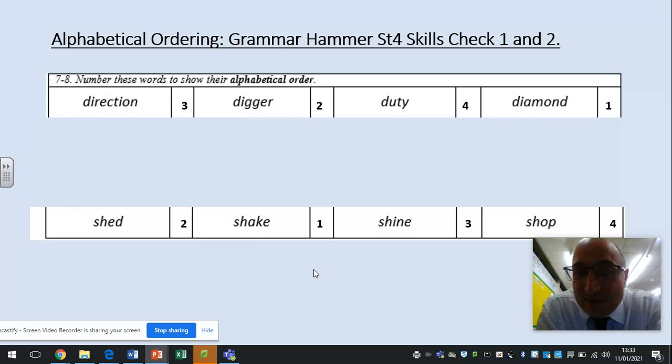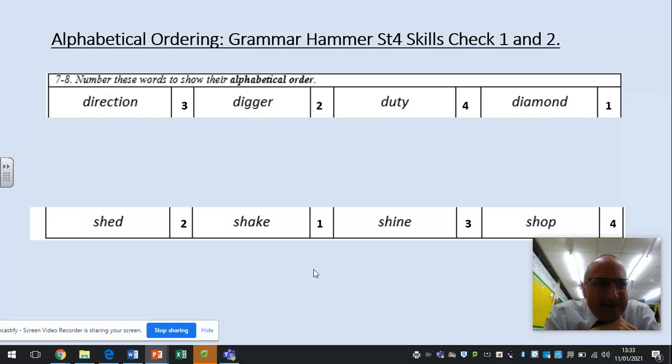Right guys, here are your answers. So if we look at the first one here, direction, digger, duty, and diamond. They all begin with a D, so we can't use the first letter. So we therefore have to look at the second letter. We've got I and U. Well, I comes before U, so therefore we need to deal with the words that are D, I.